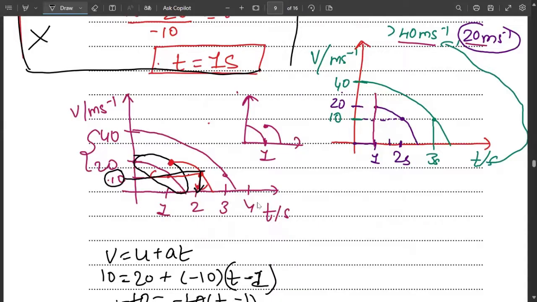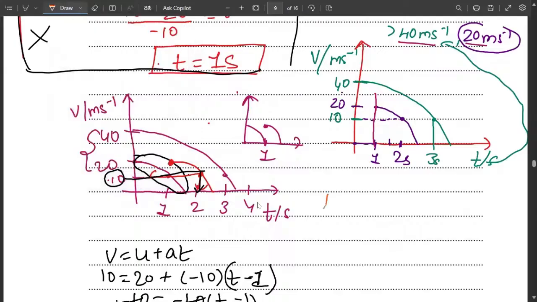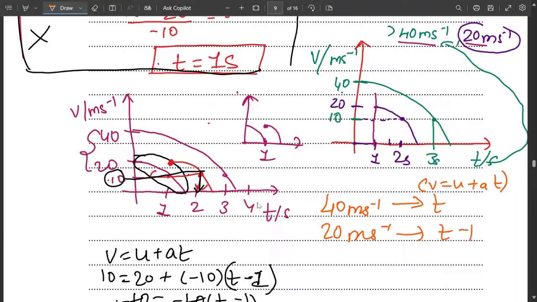So what we have to do, I will give you a thumb rule now. For the 40 meter per second particle, we have to calculate using t. So we'll use v equals u plus at in this case. For the 20 meter per second particle, we'll have to use t minus 1. So we'll use v equals u plus a and then t minus 1. So wherever we put t, we'll use t minus 1.